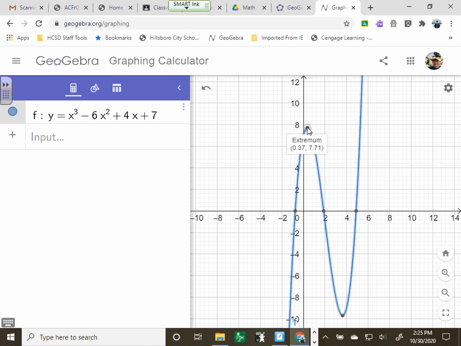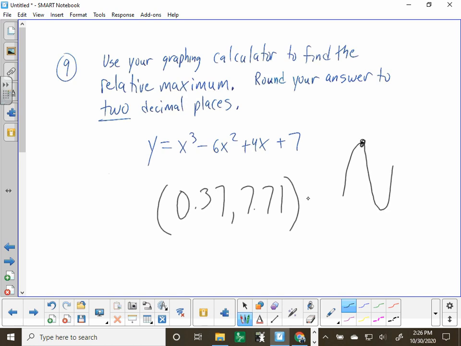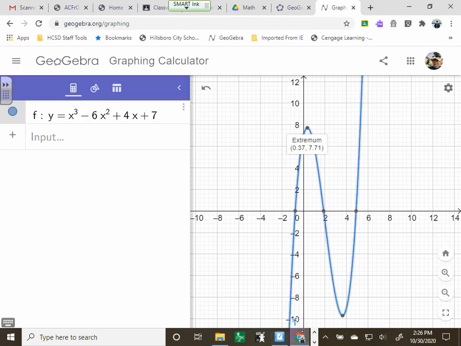So the extreme is 0.73 and 7.71. That's the extremum, which is the relative maximum. So we just write those down, and you are done with that part. So the extrema is at 0.37, comma 7.71. And basically you're just looking for that high point on the graph. So it goes up and then back down and then back up again. You're looking for this point right there on the graph, which is seen right there.